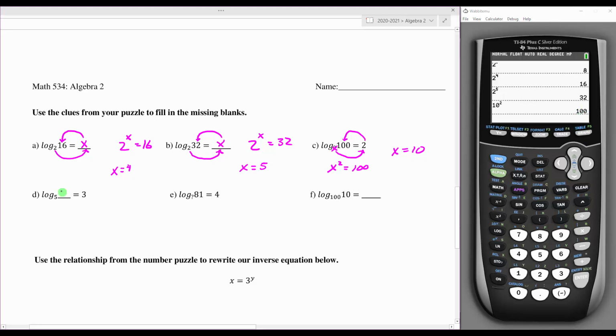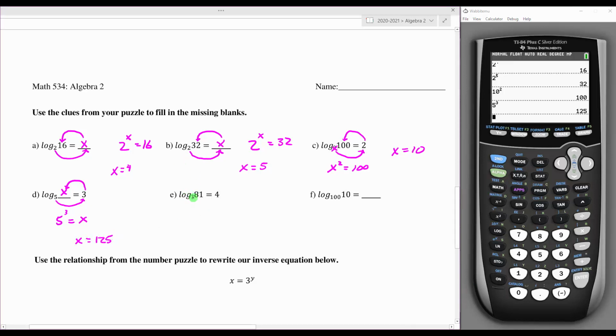Here the x is in this part of the puzzle, so this is the number that goes inside the log. Using the circle of life, my base is 5. 5 to what power? The third power. Must equal what? It must equal x. This is pretty easy. I can go right to my calculator and type in 5 to the third, and we find that it's 125.